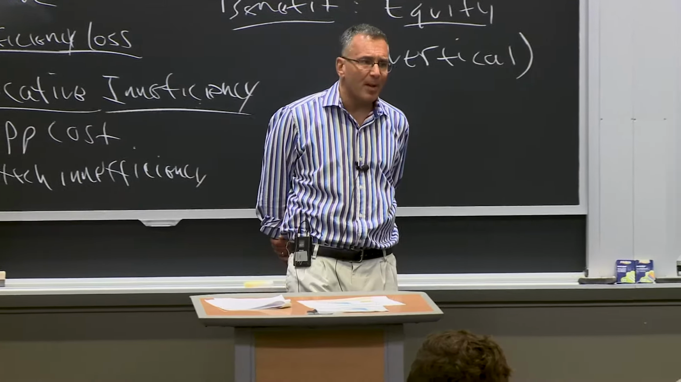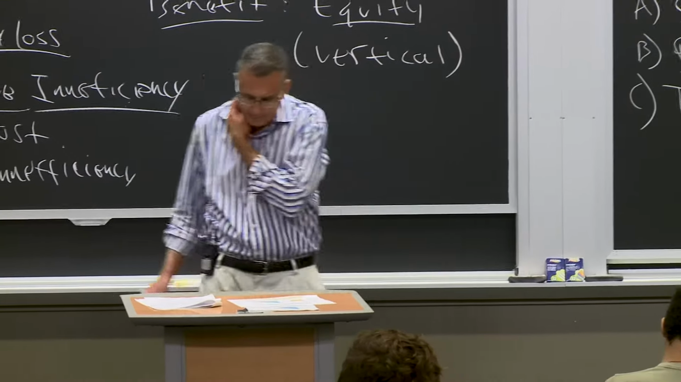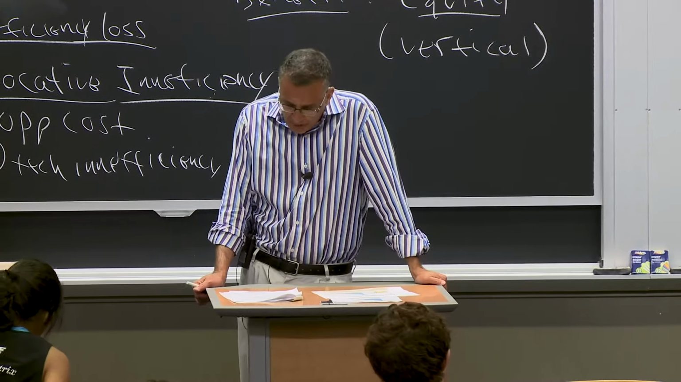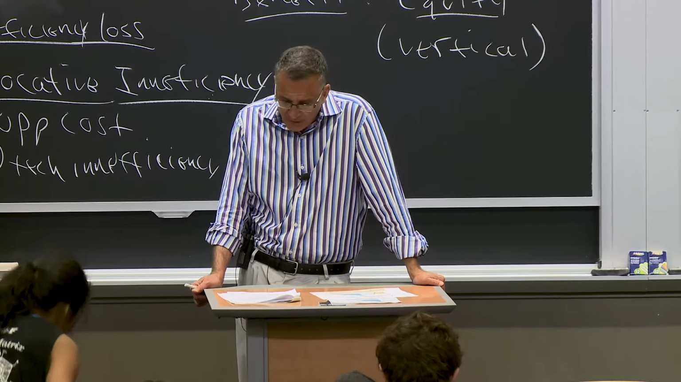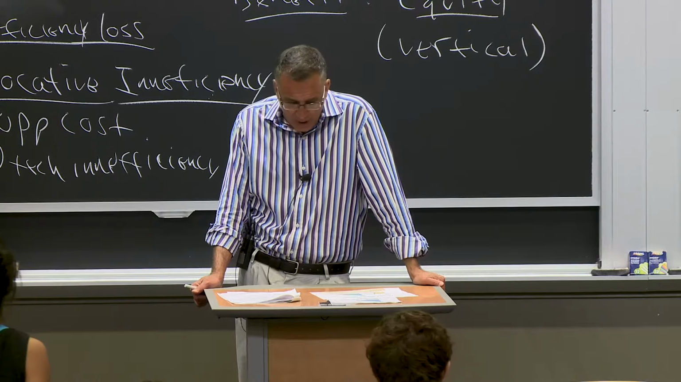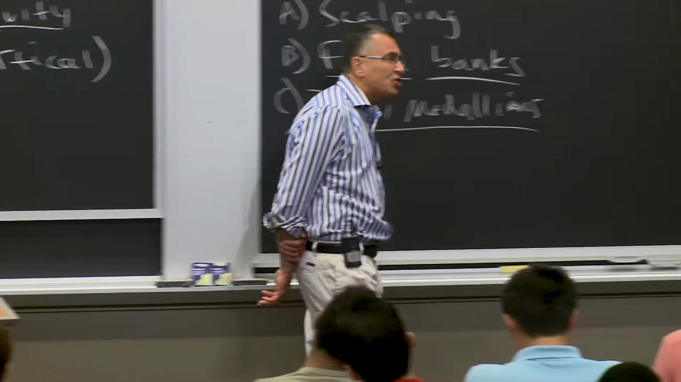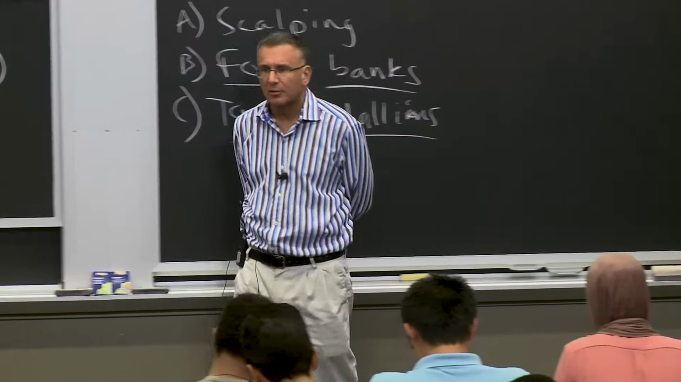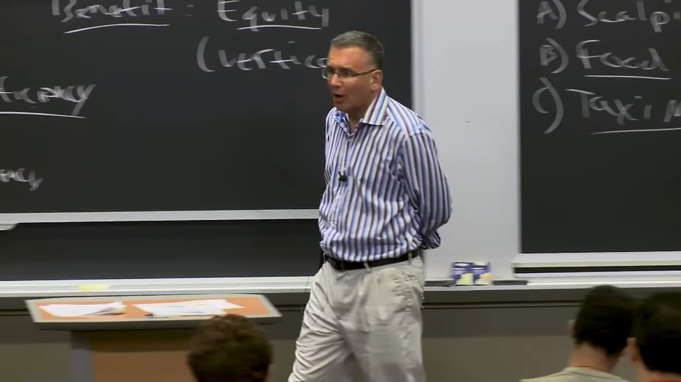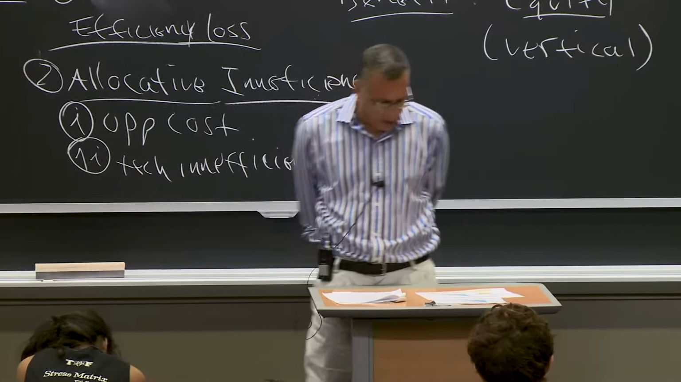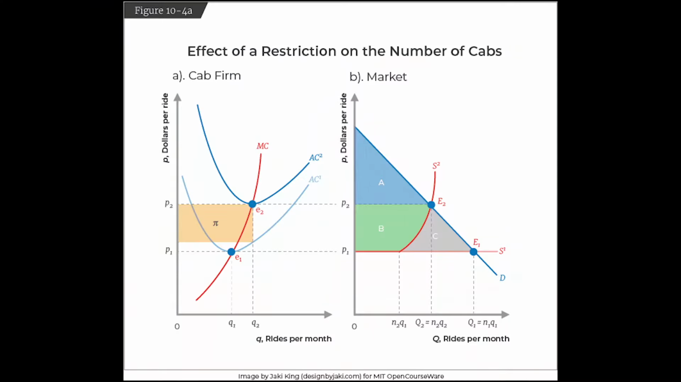Now let's say the government comes in and says, we're going to have a medallion system. We're going to have a system where only little n2 cabs are allowed in the market. Little n2 are the only number of cabs allowed in the market. Okay, so what is the new market supply curve? Start on the right.